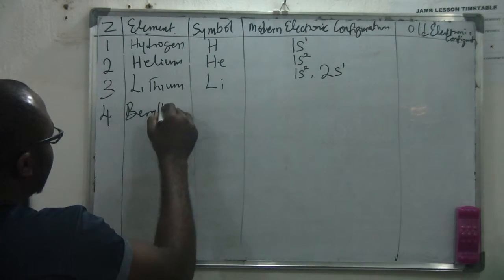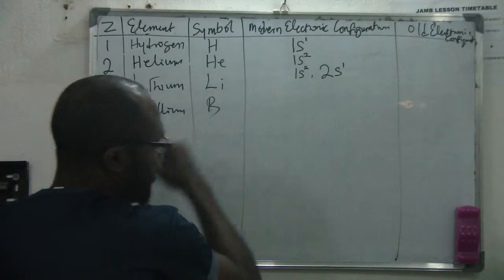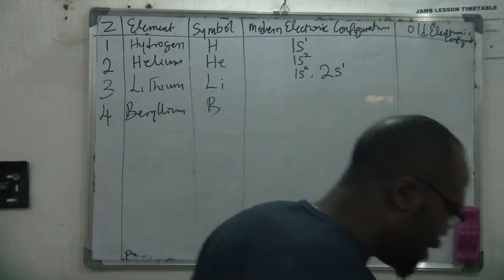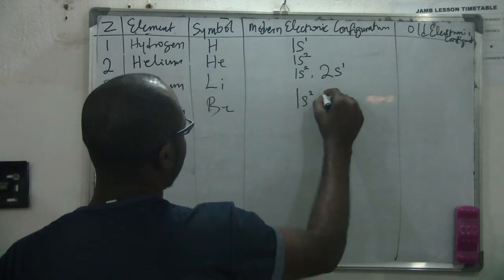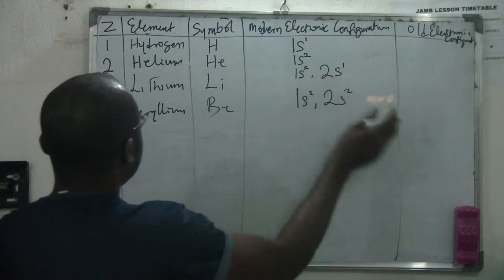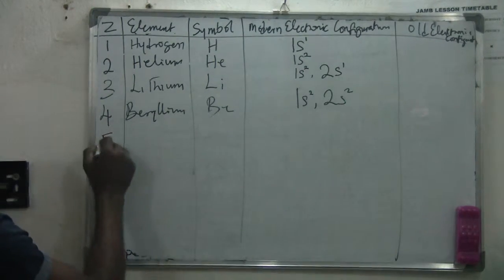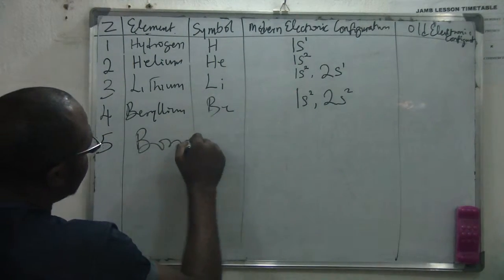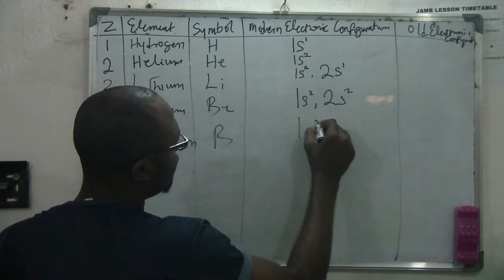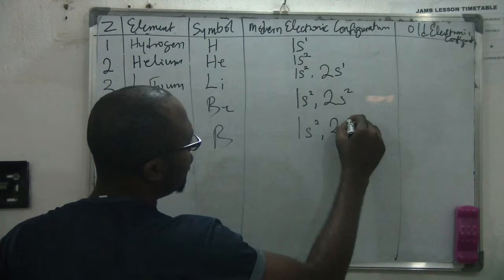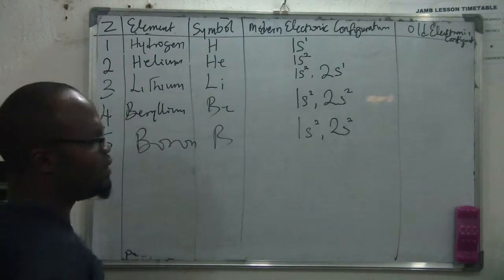The next one is what? Beryllium. What is the symbol for beryllium? Be. So what will you have? 1s2 and 2s what? 2. To make it 2 plus 2, 4. The next one is what? 5. And 5 is what? Boron. Boron will be what? 1s2, 2s2. S doesn't pass 2.